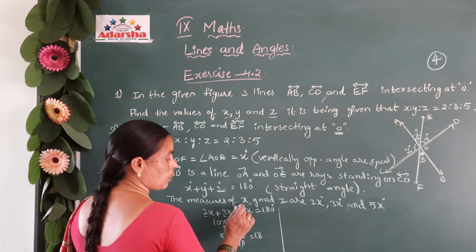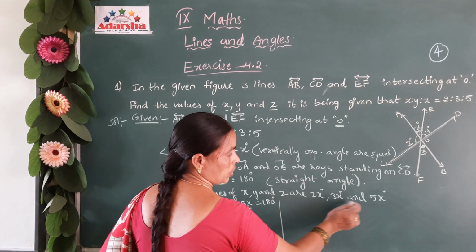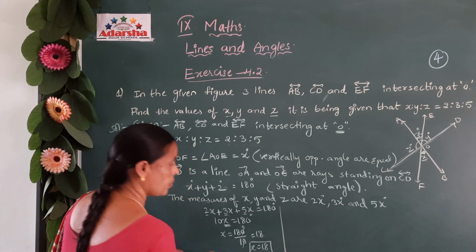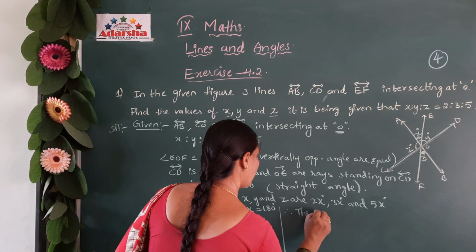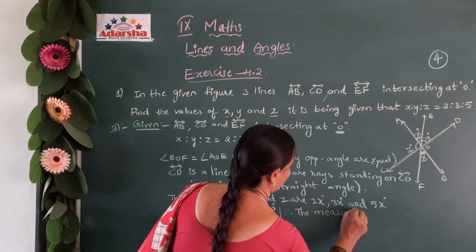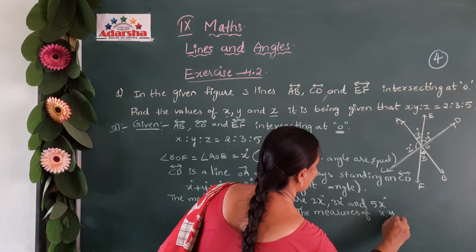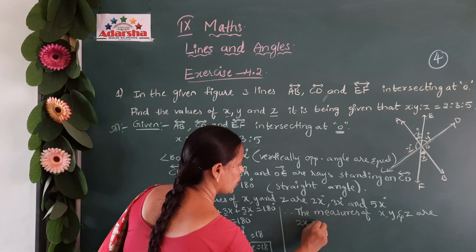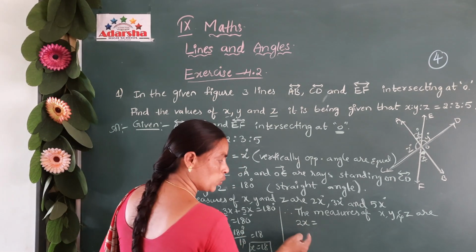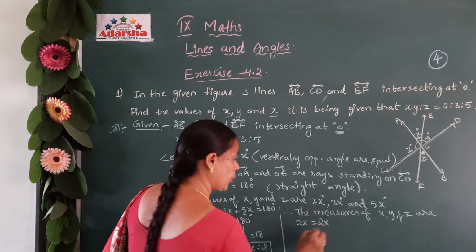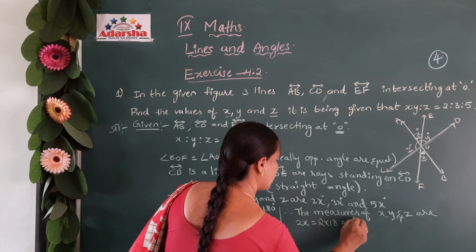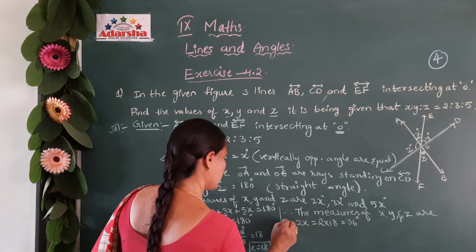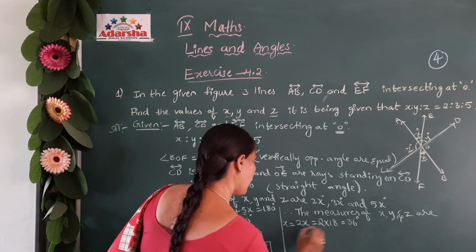Here the measures of X, Y and Z are 2x degrees, 3x degrees and 5x degrees, and the x value we got is 18 degrees. Therefore, the measures of X, Y and Z: X is 2x degrees, so 2x means 2 into x. 2 into 18 is equal to 36 degrees, which is the X measure. Then Y, how can you get?